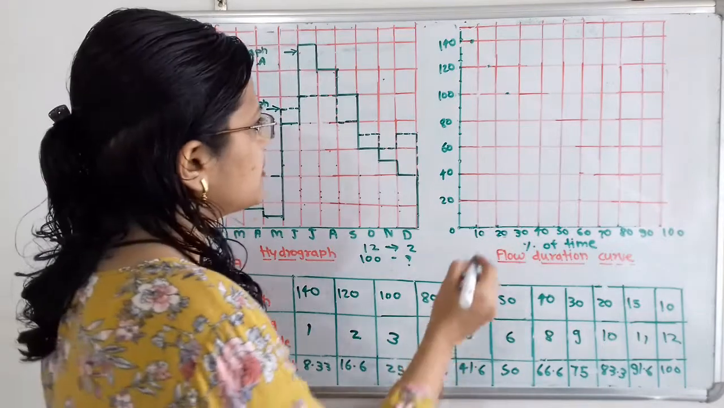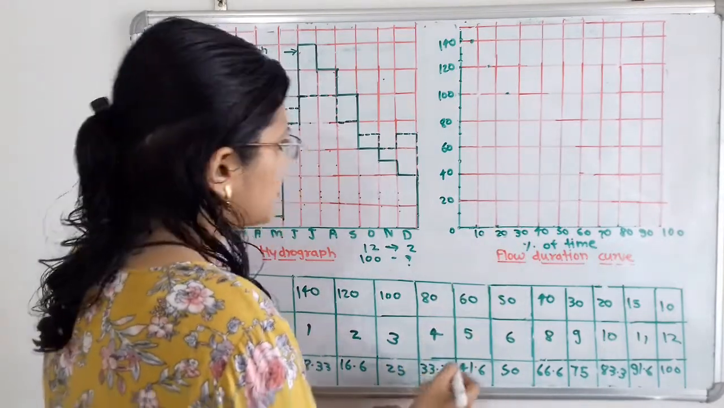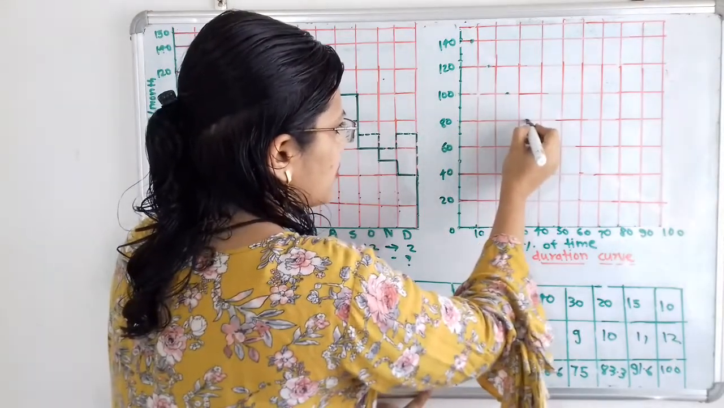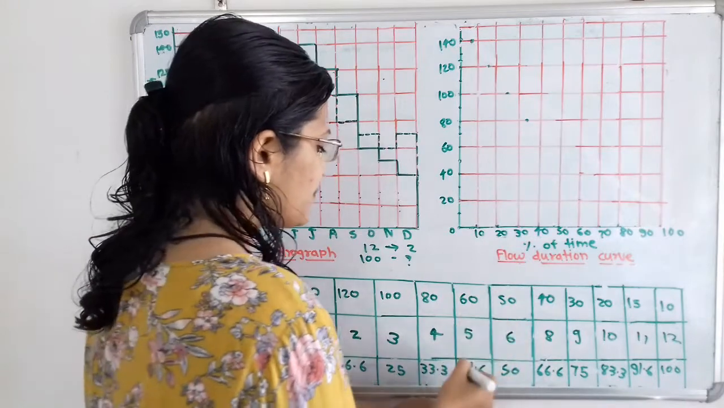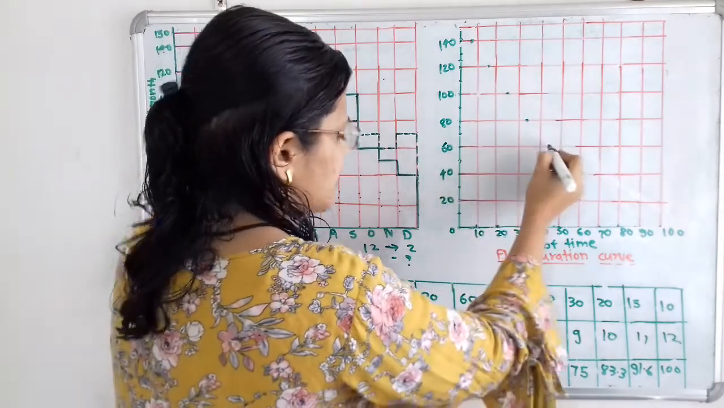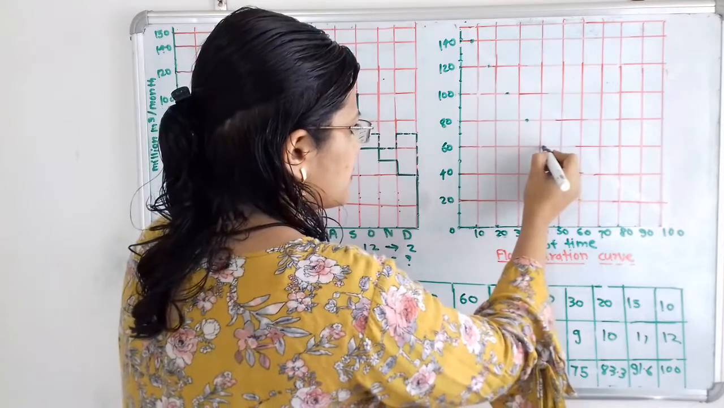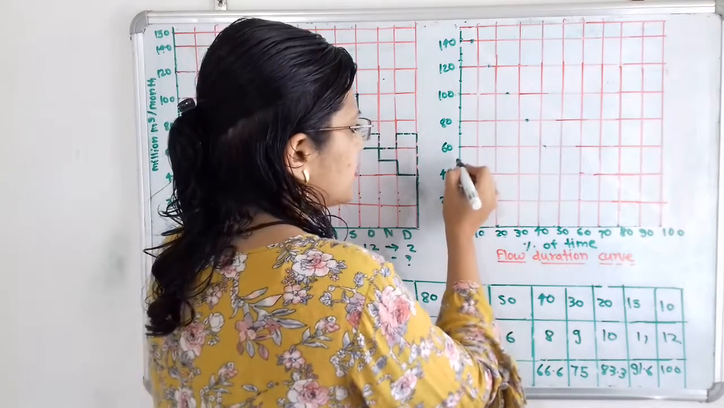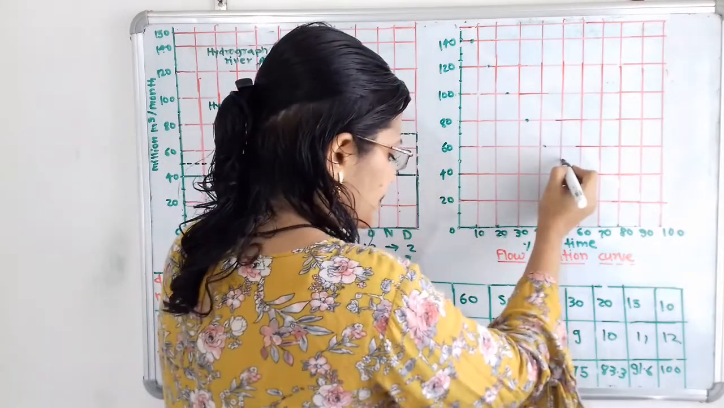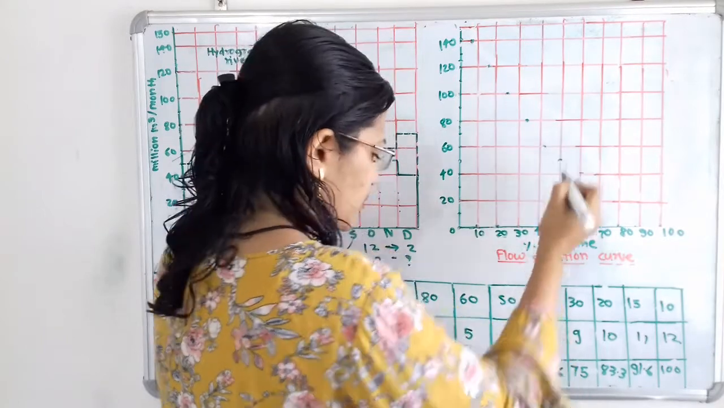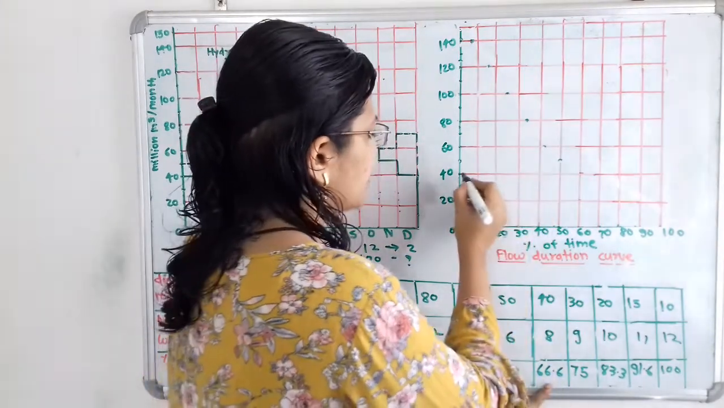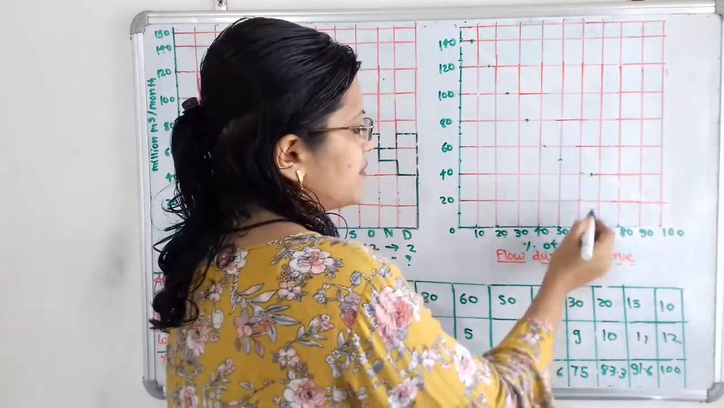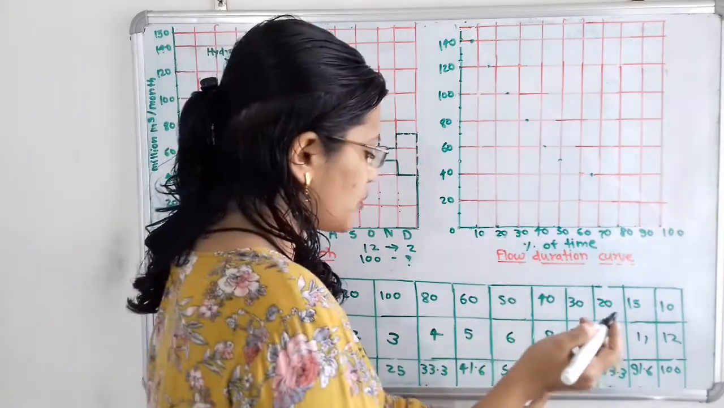Then the next is 80. So for 80 it is 33.3. So here is 80 and 33, that means after 30 we have to select the point. Then 60, 41.6. So here is 60, it is 41.6. Then 50, it is 50. So in between 40 and 60 it is 50. So for this 50, it is 50%. So we have to plot here one point. Then for 40, it is 66.6. So after 60, we have to plot, that is in between 60 and 70 it is 65. So after that we have to plot here 66.